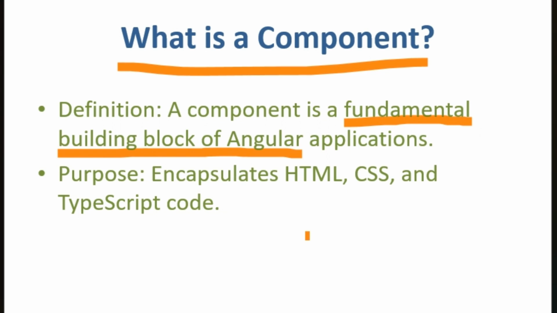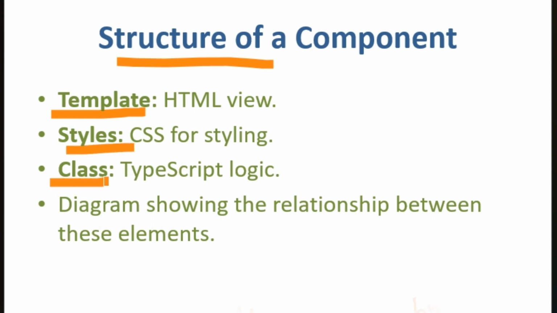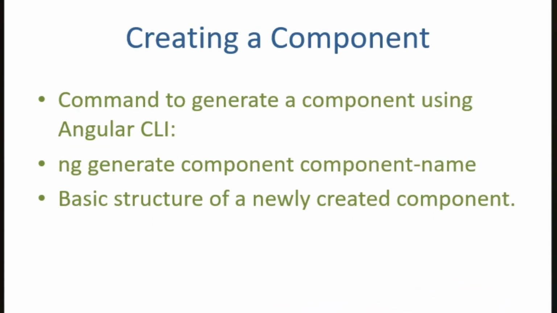Structure of a component. Let's look at the structure of an Angular component. Each component consists of three main parts: the template, which contains the HTML markup, the styles, where the CSS for styling resides, and the class, written in TypeScript, which contains the logic and behavior of the component. This separation helps keep the code organized and maintainable. Here's a diagram that illustrates how these elements work together.